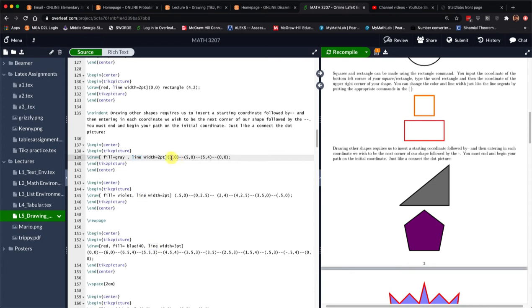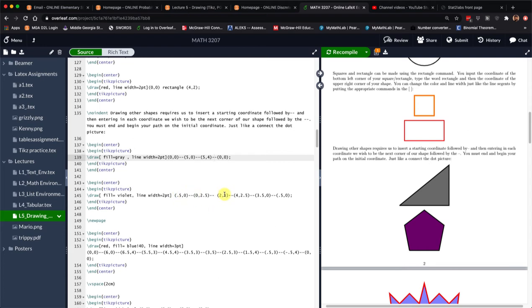So I started out at 0, 0, went over to 5, 0, up to 5, 4, and 0, 0. Notice I have a dash dash in between each one of those that tells Tikz to draw the line to connect those dots. And so I connected it from the beginning point and then cycled back around to it. Sometimes they call this a cycle, and there is a cycle command that you can sometimes use for these kinds of things as well.